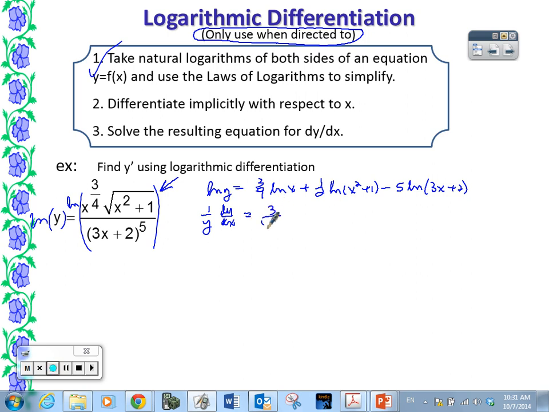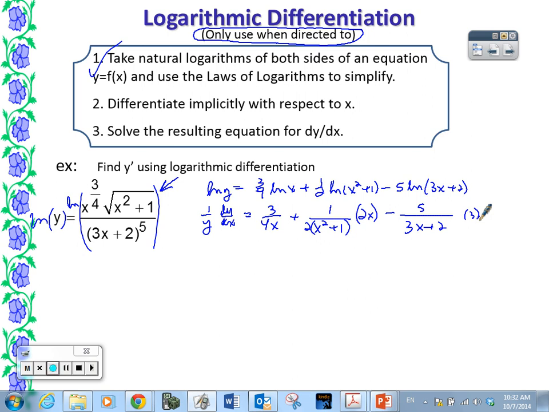So that would be 3 over 4x plus the derivative of 1/2 ln x squared plus 1, which would be 1 over the argument, and then I'm going to bring that 2 down for the half, times the derivative of the argument, 2x, minus 5, my multiplier, I'm just going to leave it there, 1 over the argument, 3x plus 2, times the derivative of the argument, which is times 3. Okay, so on the right side we have some cleanup to do.